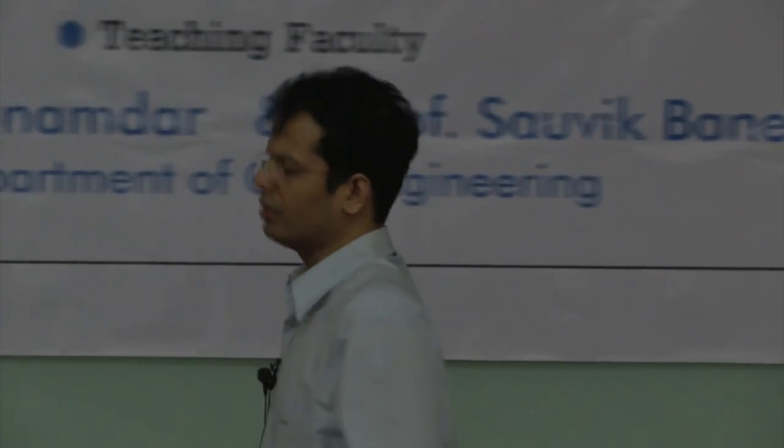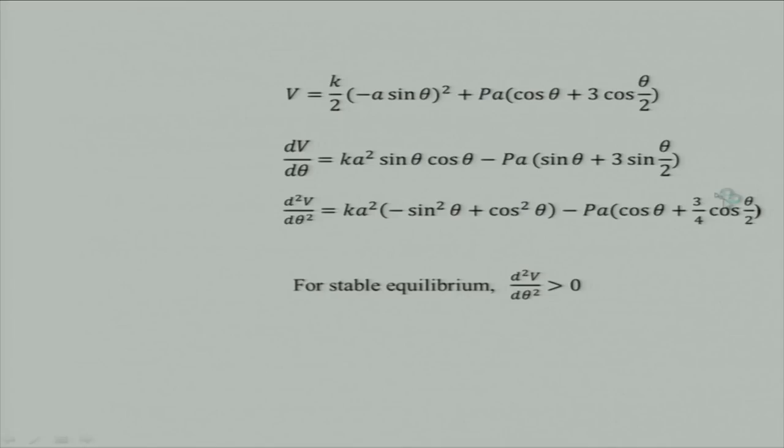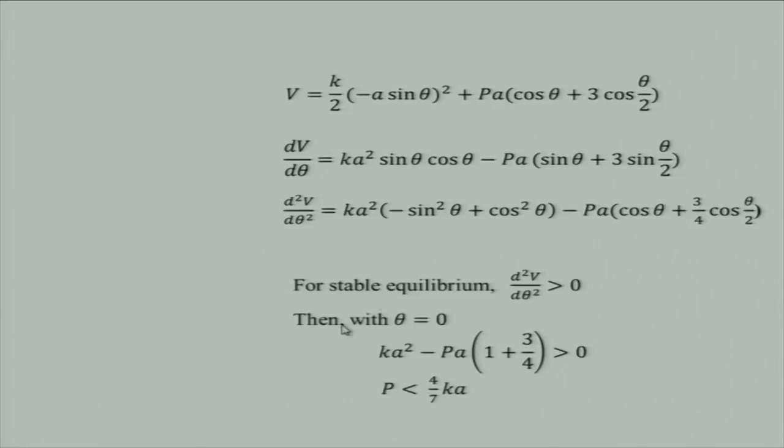Now what we want to find out is whether the system is stable or not. We do d2V by d theta square, we'll get another expression, put theta equal to 0. What we will see is that at theta equal to 0, d2V by d theta square will be equal to k a square minus Pa times (1 plus 3 by 4). Just solve this. What you will know is that P should be less than 4 by 7 ka for this entire assembly to be in stable equilibrium.